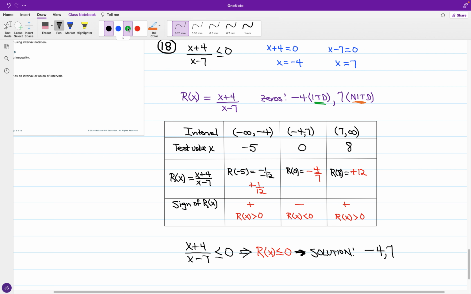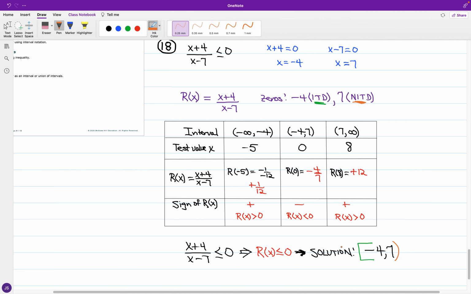And in terms of the enclosure, -4 is in the domain, so that creates the equal to 0 part, so we can put -4 in the bracket. But since 7 creates a 0 denominator, it is not in the domain, and that value is going to remain in the parentheses. Okay, so that would be your interval solution for what we have in number 18.